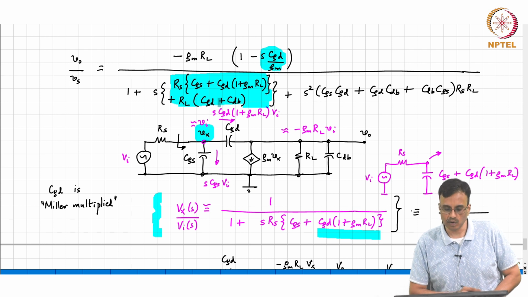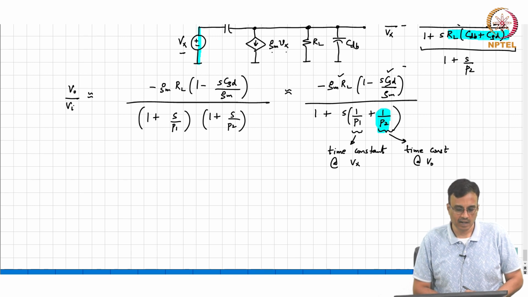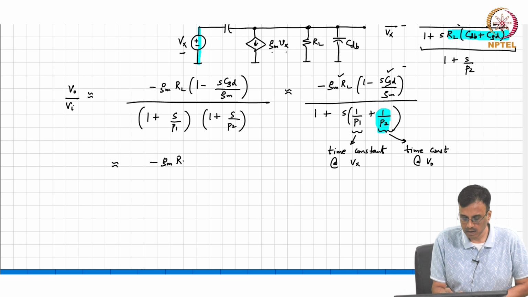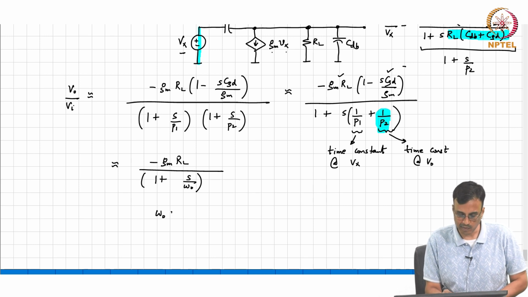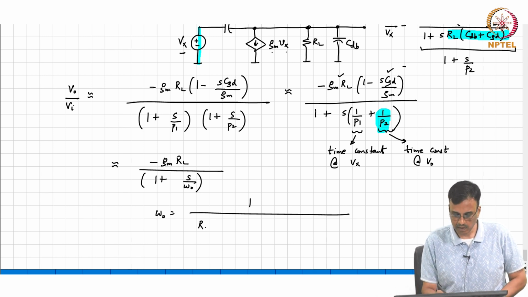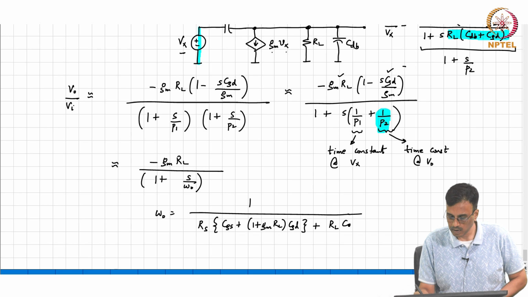And as a consequence, if you want to approximate the frequency response of a common source amplifier to first order, you can safely say that this is minus GMRL divided by 1 plus s over omega naught, where omega naught is 1 over simply the sum of the time constants, which is RS times (CGS plus (1 plus GMRL) CGD) plus RL times (CGD plus CDB).